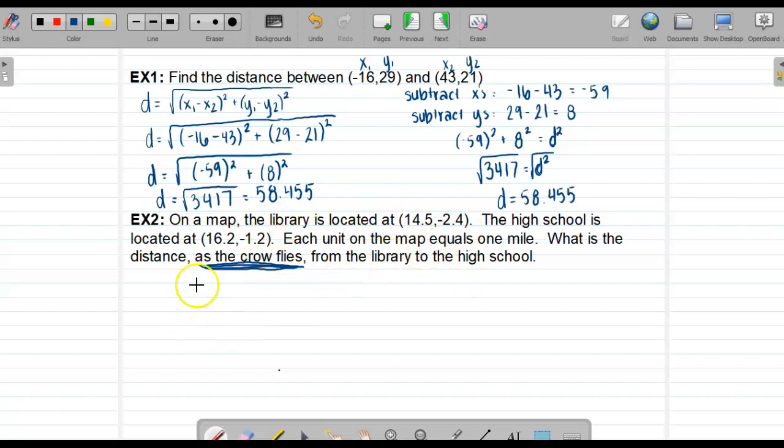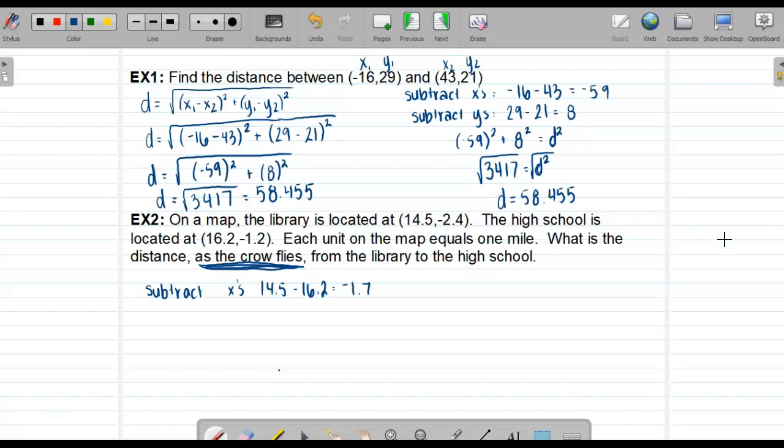So, let's see. I'm going to do the other way first this time. Subtract x's. So if we subtract our x's, we'd have 14.5 minus 16.2. And 14.5 minus 16.2 is negative 1.7. Or you could have done 16.2 minus 14.5 and you get positive 1.7. It doesn't matter whether or not it's positive or negative, because you're going to square it when you put it in the Pythagorean theorem anyway. So it doesn't matter which one you put first.